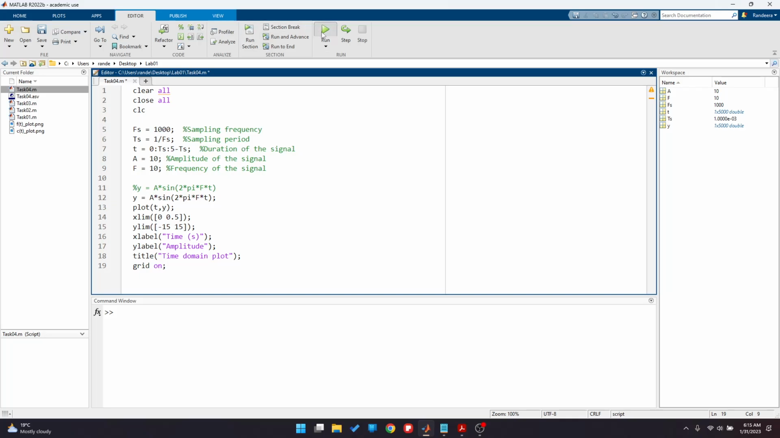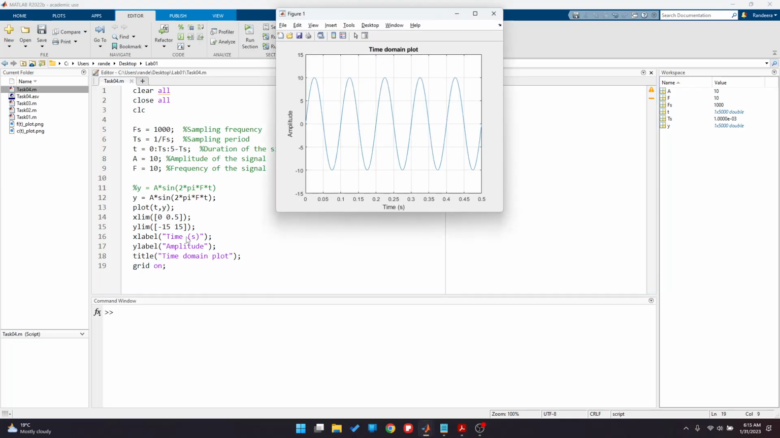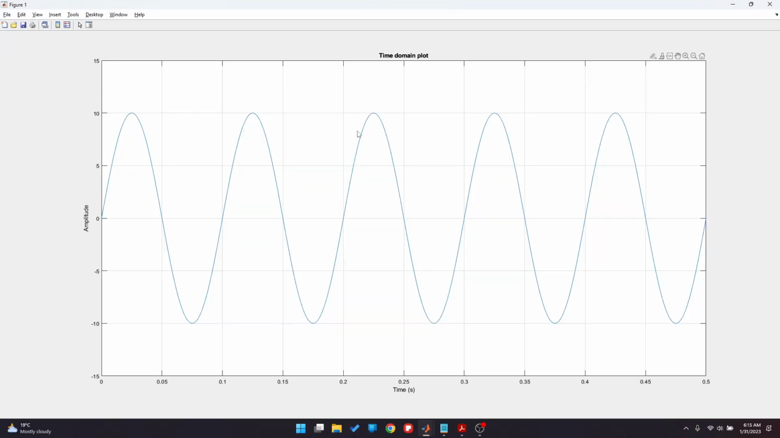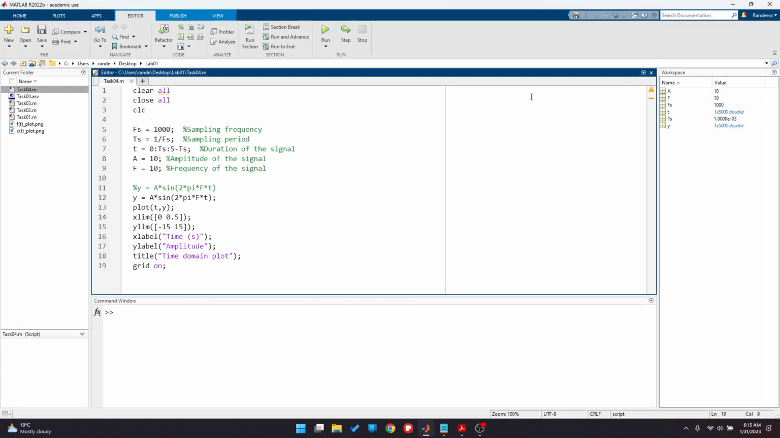Now I can run this and I will obtain the desired graph, which is defined for x and y axis limits, and this is a very good representation. Now this concludes one section of the tasks, plotting the time domain. Next, we need to plot this frequency of 10 hertz.